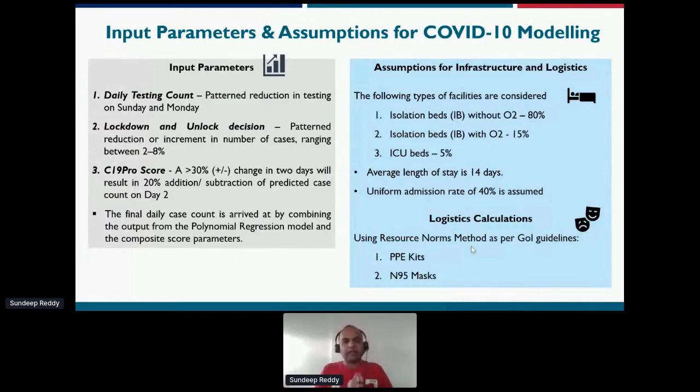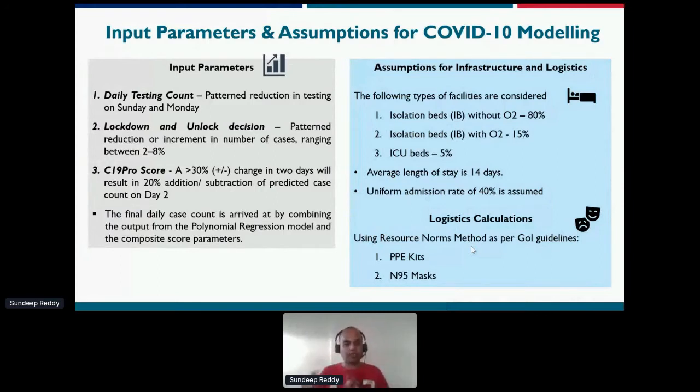And this element of data is then multiplied by the 4 different factors that we talked about: the testing count increase or decrease, the C19 Pro score increase or decrease, and then the manual interventions by the government, which is lockdown or unlock. We had found historic patterns. Let's say a lockdown would take effect 10 days from when it is announced. Similarly, an unlock event would have an increasing effect on the number of cases after the 4th, 5th, 6th day, depending on the population. Similarly, when you see a jump of at least 30% on the C19 score, it's likely that the district will see higher growth.